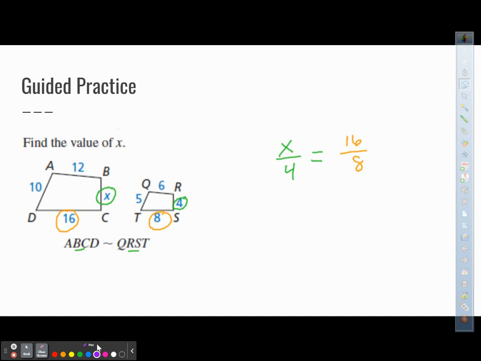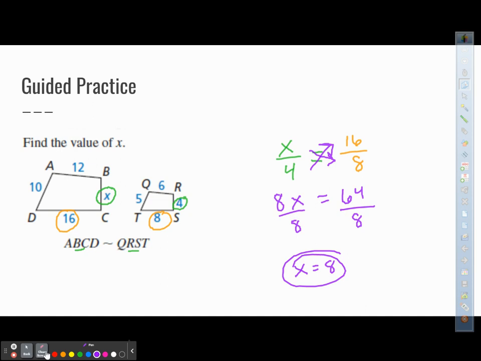All right, Kenton, tell me what to do first. You cross that. Okay, which one you want me to multiply first? X times 8, which is 8x. And then what do you want me to do? 4 times 16. 64. Gotcha. Seth, now what do I do? Now you divide it by 8. And what's 64 divided by 8? 8. Actually, x equals 8, and that is your correct answer. Correct. Good job. Very good.